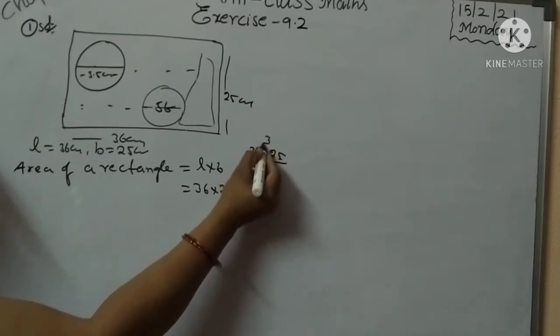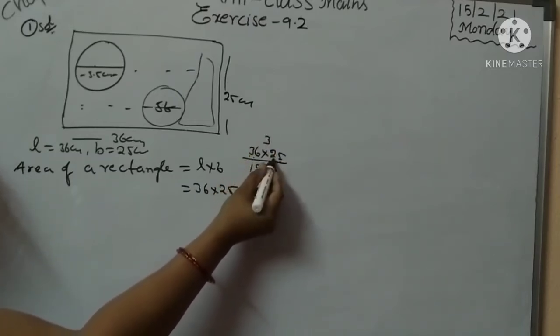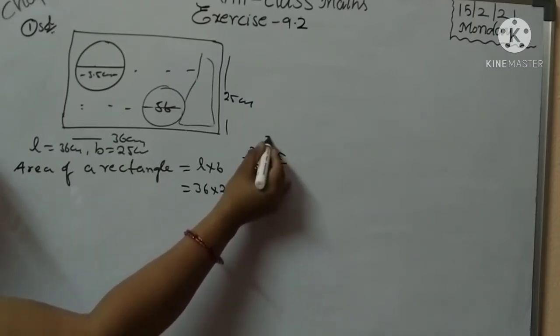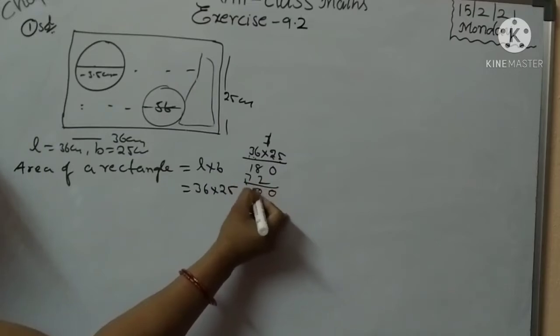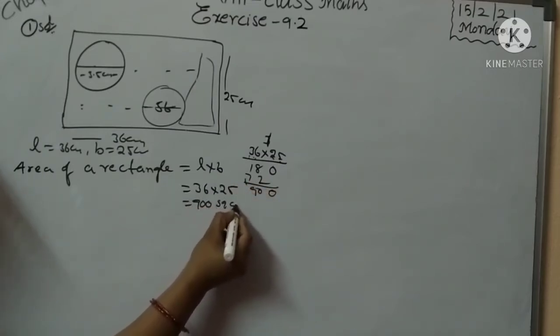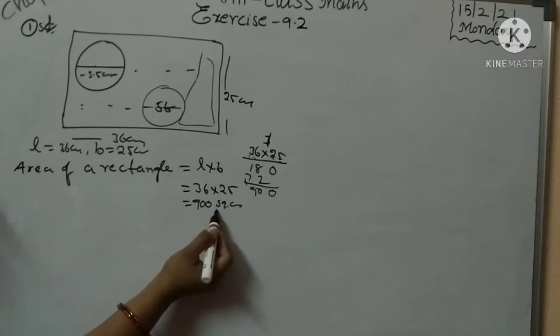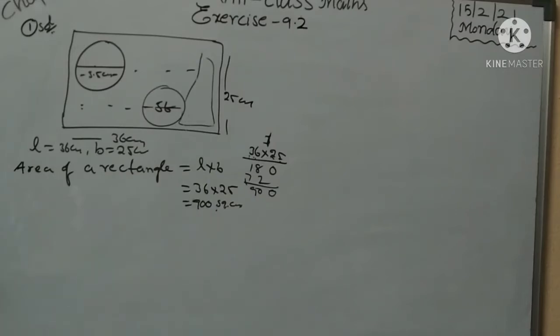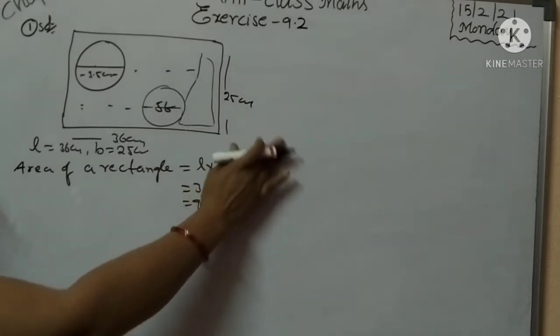See, 5 sixes are 30. 5 threes are 15 plus 3 is 18. 6 twos are 12. 2 threes are 6 plus 1 is 7, 0, 10, 900. So it is 900 square centimeters. Because we are finding the area, we write square centimeters as the units.